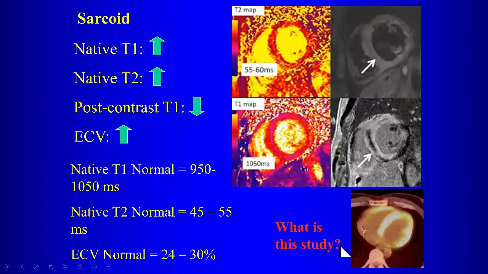What is that study? Yeah, PET. Now, there's an important thing to remember, though, if you're going to do a PET study in a patient to rule out sarcoid of the heart. What is that? Well, does the myocardium light up on a PET scan? Yeah. So how are you going to differentiate that from sarcoid?